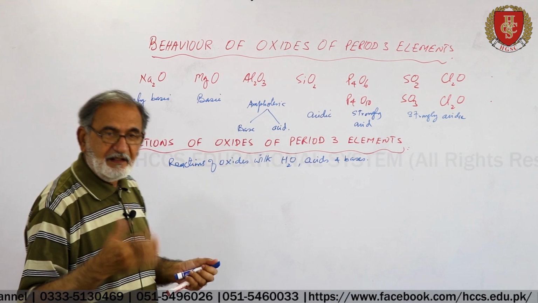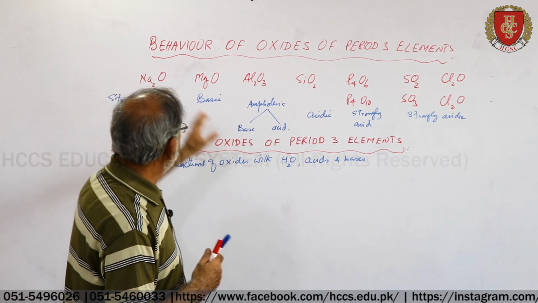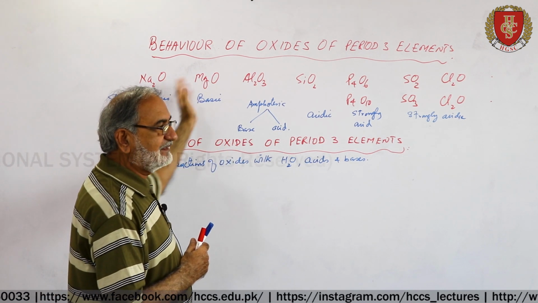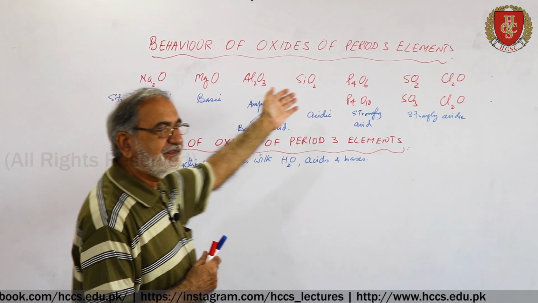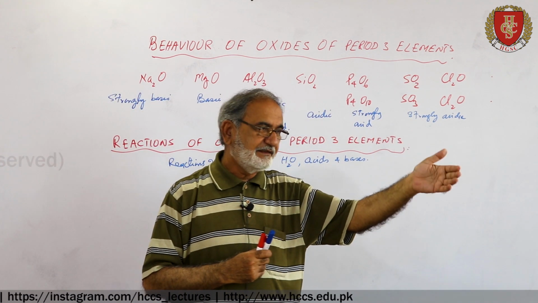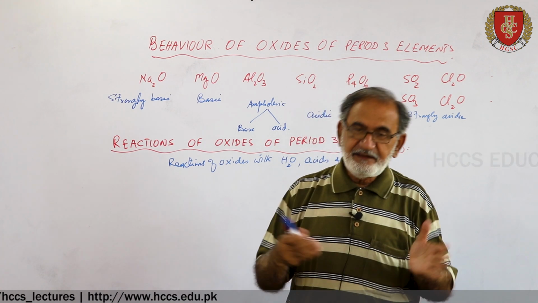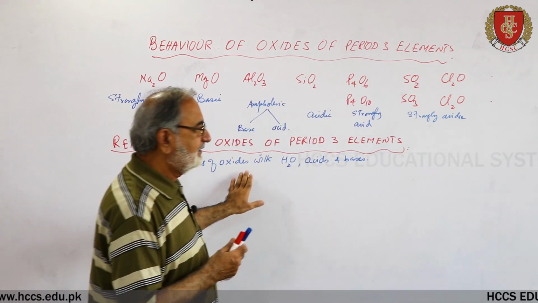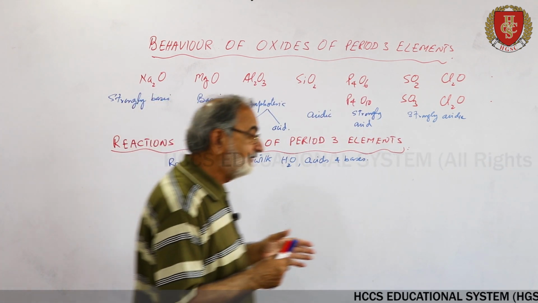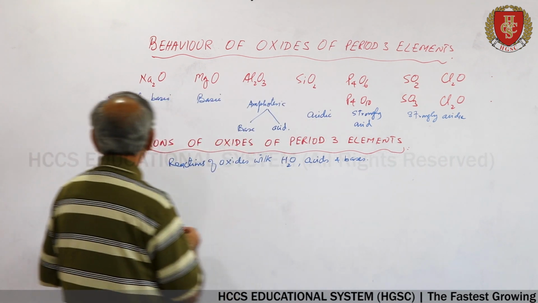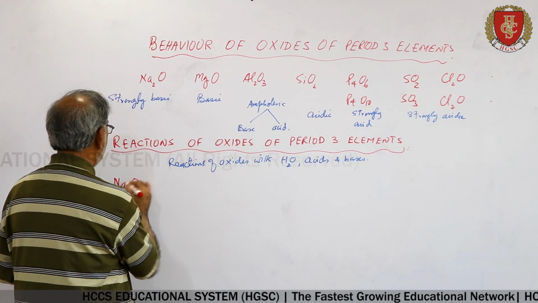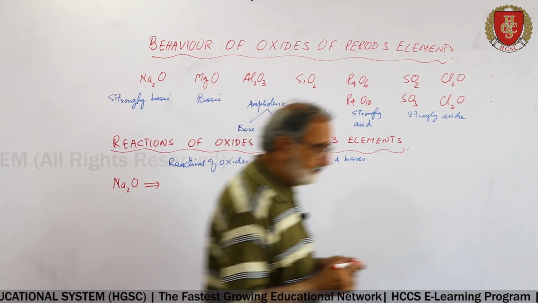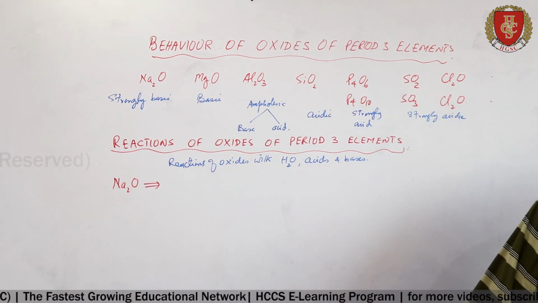अब हम ये देखेंगे कि किस तरह ये जो डिफरेंट ऑक्साइड्स हैं, वेदर दे आर स्ट्रांगली बेसिक, एम्फोटेरिक और एसिडिक, हाउ दे रिएक्ट विद द वाटर। सो वी विल डिस्कस वन बाय वन। नंबर 1, that is the sodium oxide. How does this sodium oxide react with water?